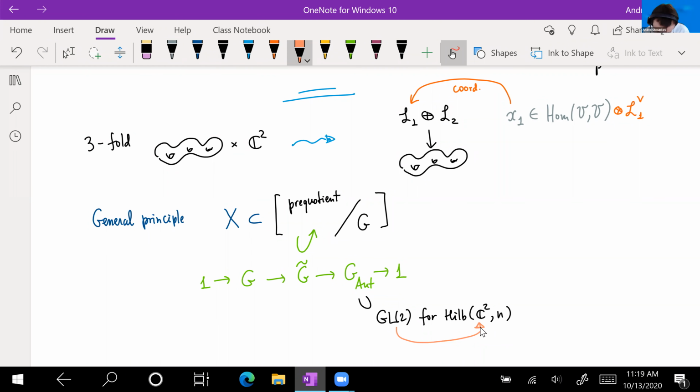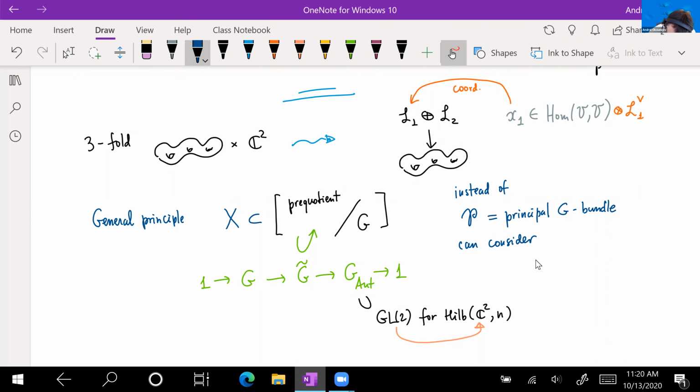Okay. And so when we talk about what a quasi map is, we had P, which was a principal G bundle, which in our case was this bundle V. Instead of P, we can consider maybe called P hat, which is a principal G hat bundle, with a given image in G. So what does it mean?